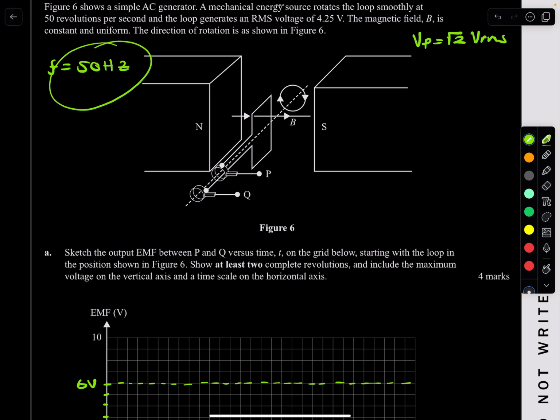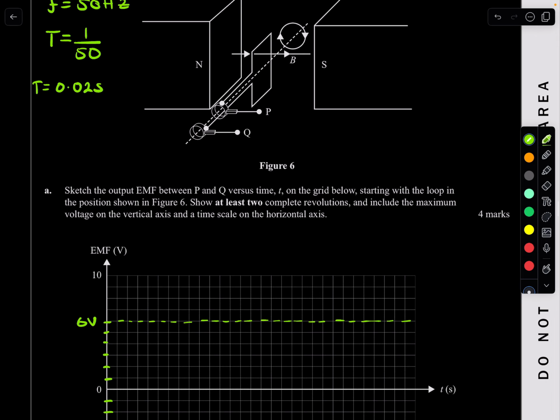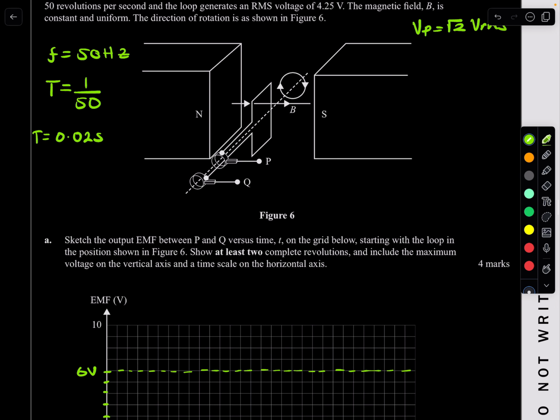And we can also find the period of the graph. Remember, period is just 1 over the frequency. So 1 over 50, which is 0.02 seconds. All right, that's our period. And when you're trying to draw an EMF, I always suggest that students draw the magnetic flux over time graph, because that will be very helpful in determining the EMF graph. So let's do that.